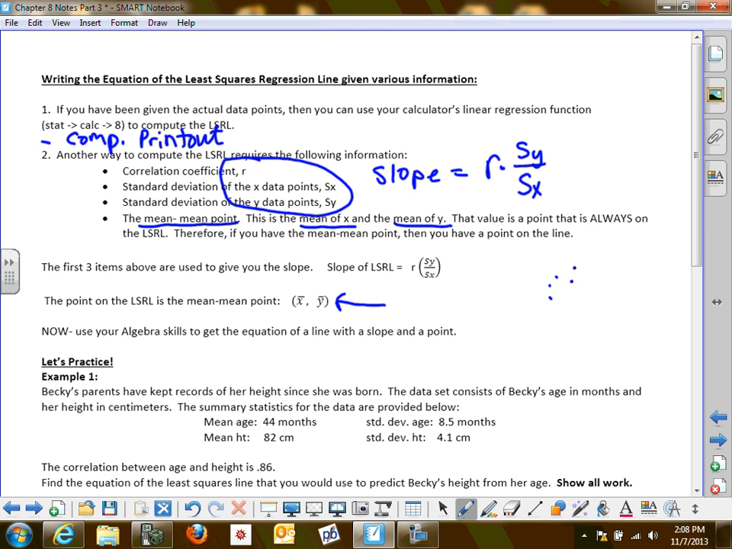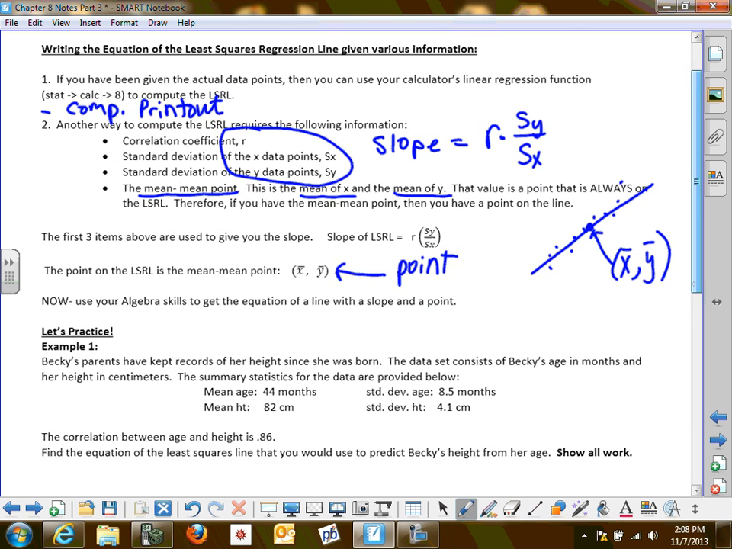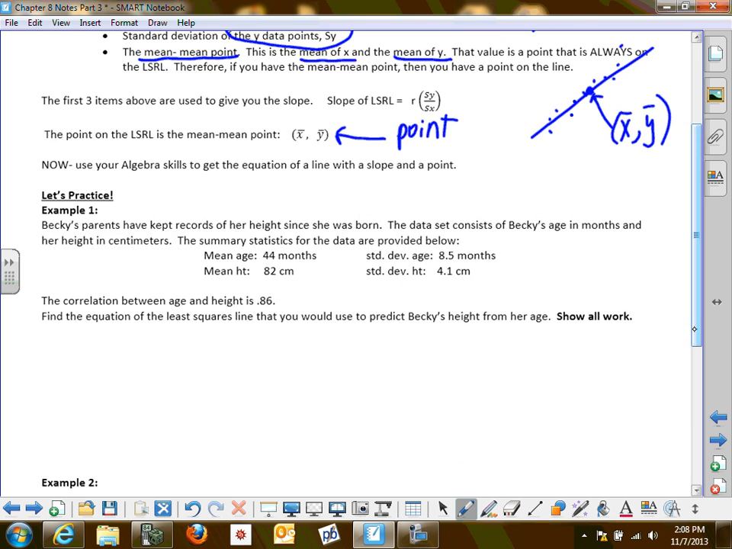So if you have your data and you have your least squares regression line, then you can count that the mean point is always going to be a point on that line. Therefore, you have a slope, you have a point, you then use your algebra skills to get the equation of the line. Let's do that now. Here we go.